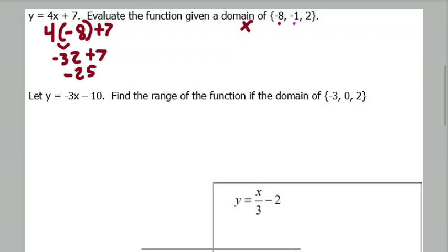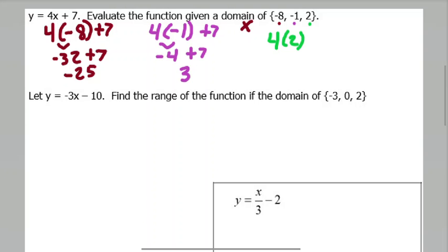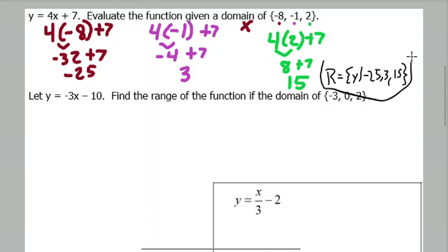So now I have to do my next one, -1. 4 times -1 plus 7. Well, 4 times -1 is -4. -4 plus 7 is 3. And then I have one more domain, that 2, so I can plug that in. 4 times 2 plus 7. 4 times 2 is 8. 8 plus 7 is 15. So my range equals my y values, which I just solved for, which are -25, 3, and 15. And that would be my answer. Remember, your range is from least to greatest. So you want to solve all of them first, and then put them from least to greatest.